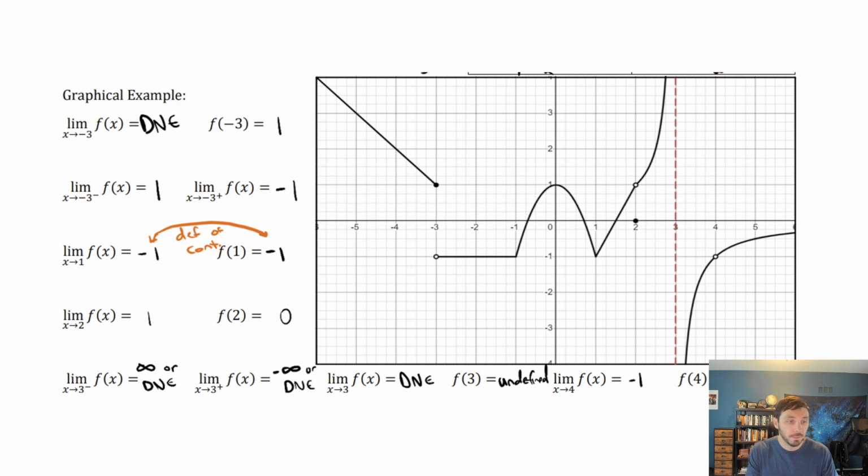However, I like to be a little bit more descriptive, and if it does approach infinity, for example, in this case, we're coming in at 3 from the left side, going up, it runs into infinity, just fenced off by this asymptote.